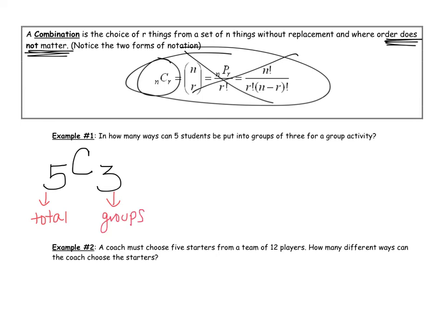So put this into the calculator. Type in 5 first. Go to the math probability section, get the C, and then type in 3, and then enter. If you do that, you should get 10. So there's a smaller number of ways that we could do that. Okay, next.